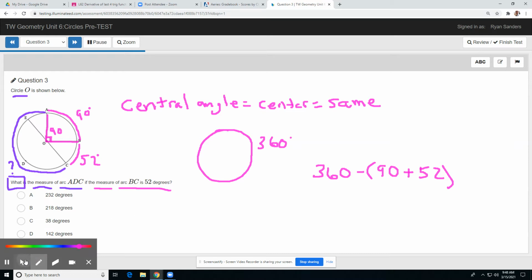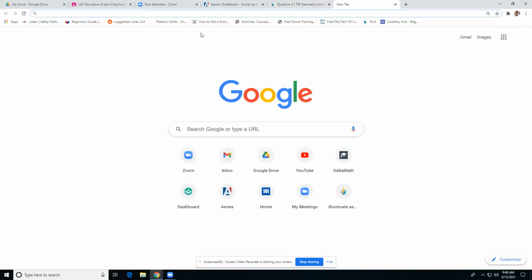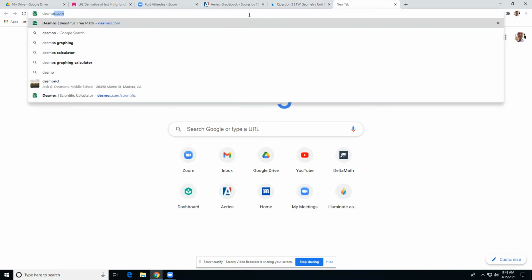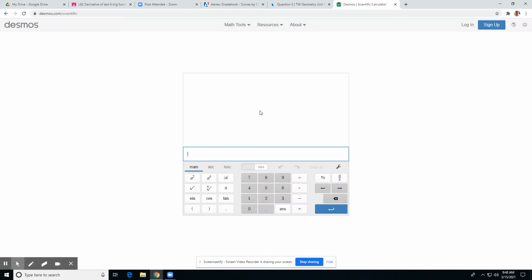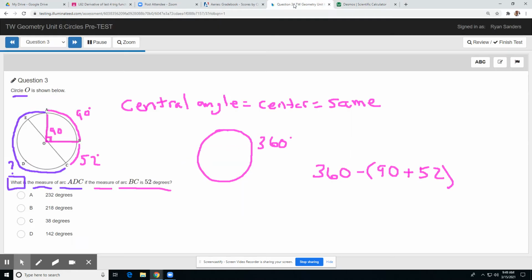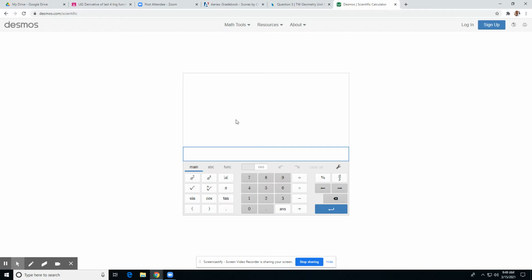90 plus 52. Just use a calculator if you need it. And you would type it in there. Okay. Luckily, I know 90 plus 52. So this would be 360 minus, I don't know if I know the next part, but that's 142. Okay. 360 minus 142. Let's not take any chances. 360 minus 142. 218.